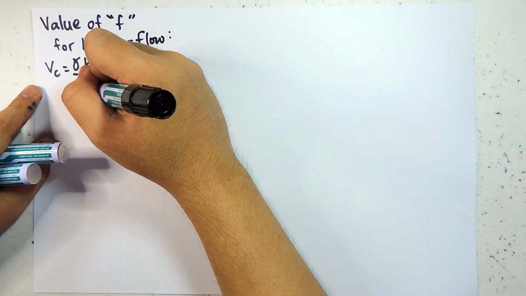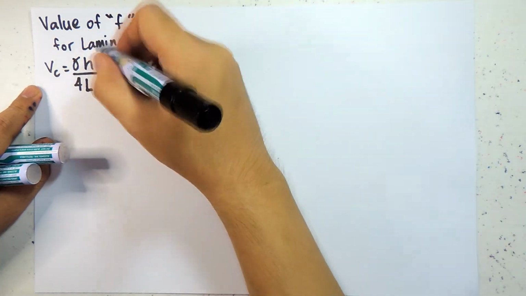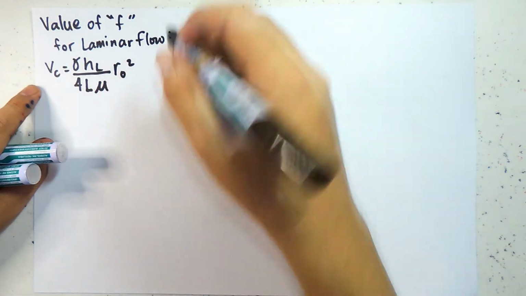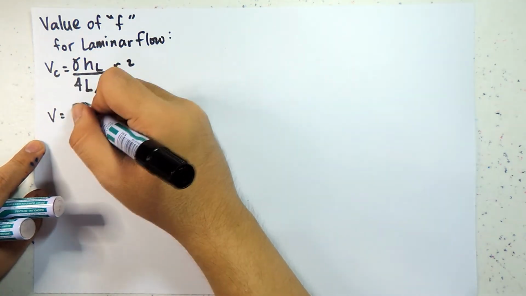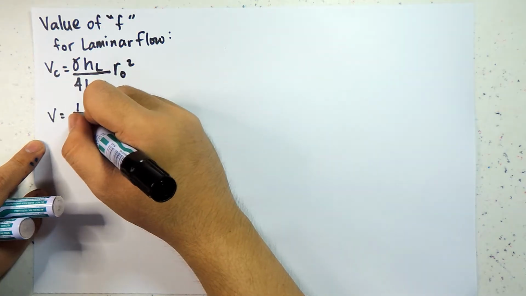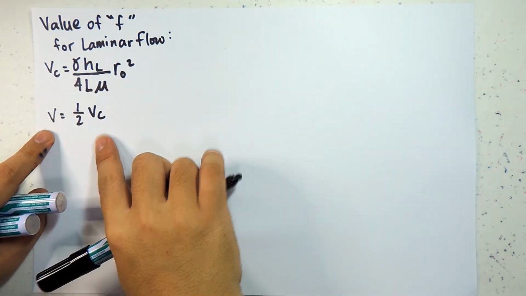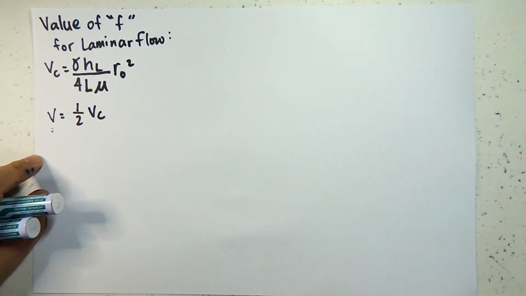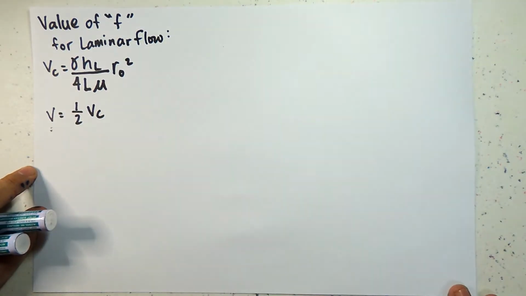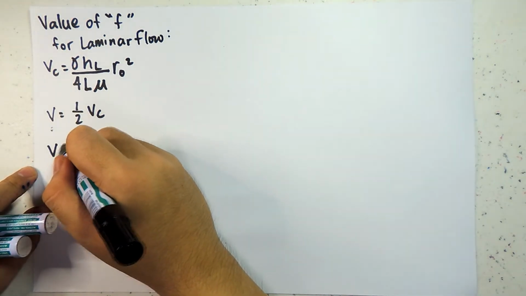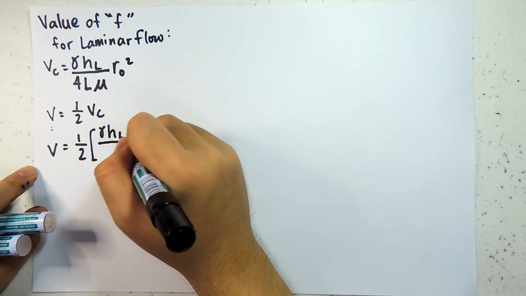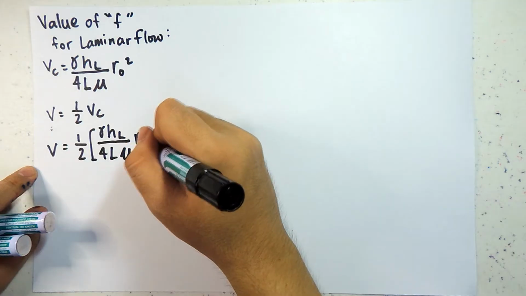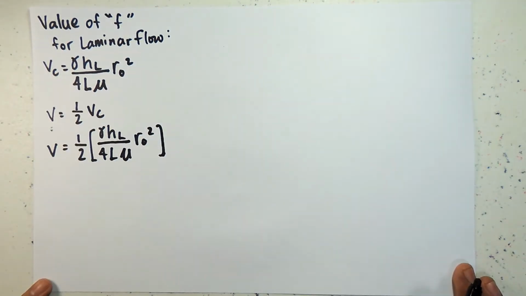So, yung mga working equation natin dito would be V sub C or centerline velocity is equal to gamma times H sub L times R sub O square all over 4 times L times mu. So, para naman dun sa average velocity is equal to 1/2 centerline velocity. Gaya nga ng sabi ko, dapat natin matranslate yung centerline velocity into average velocity. So, yung magiging working equation na is V or average velocity is equal to 1/2 times the quantity of gamma times H sub L times R sub O square all over 4 times L times mu.